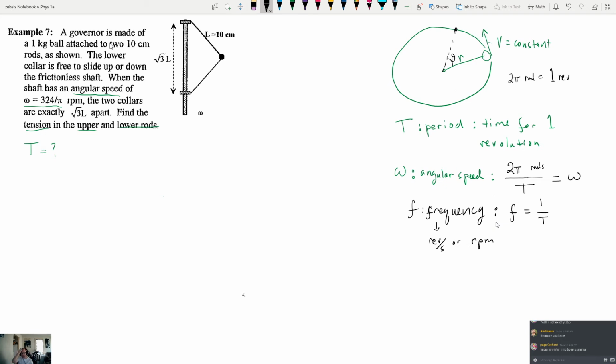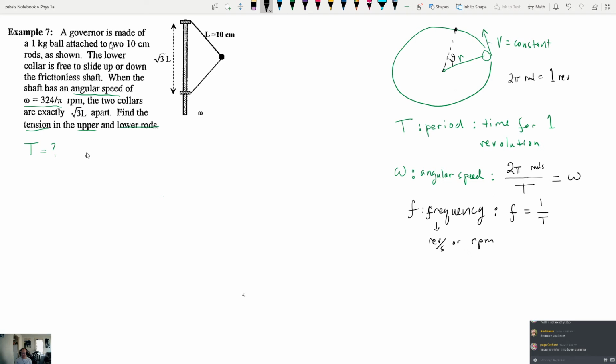Anyway, you're all pretty used to these concepts of period, but maybe you didn't use that word before. It's just the time for one revolution. So angular speed in this case is given as 324 over pi RPM. Normally RPM means revolutions per minute, but I think here it means radians.